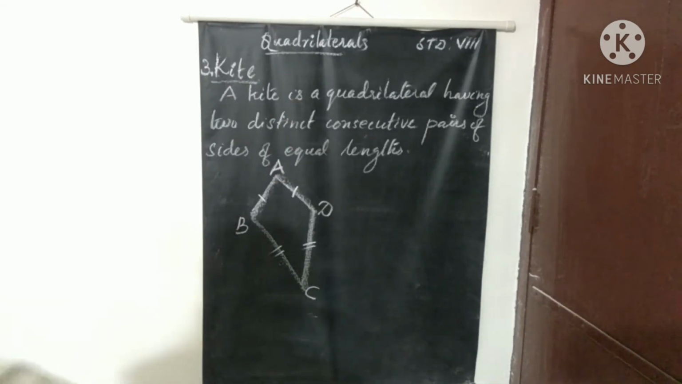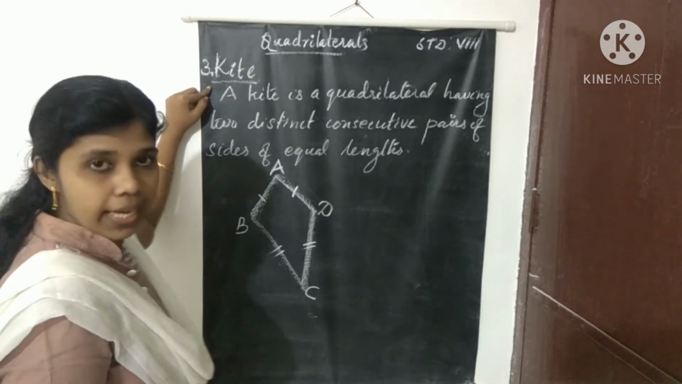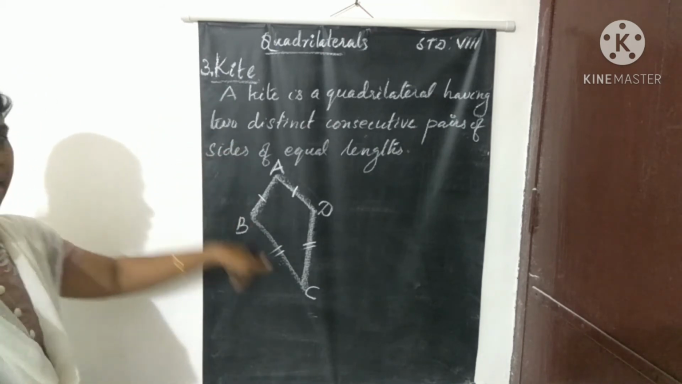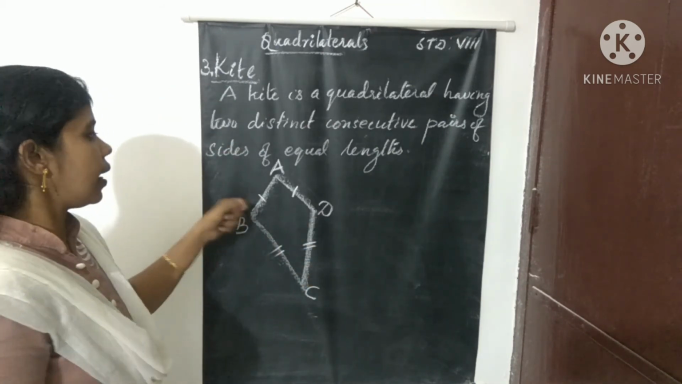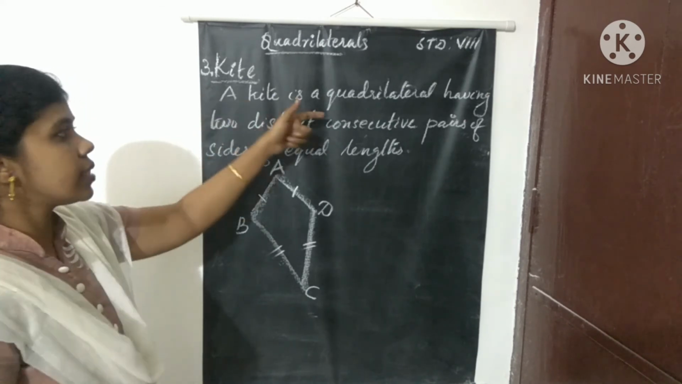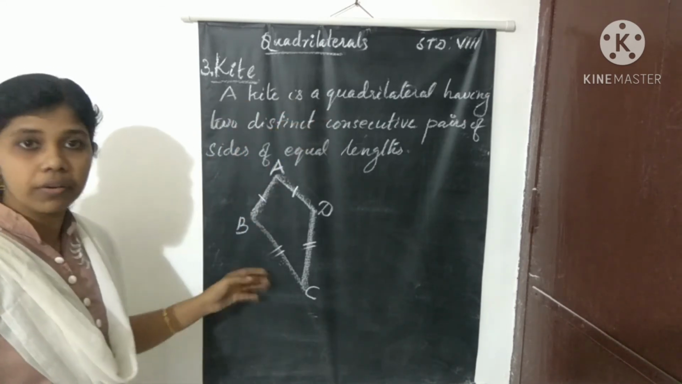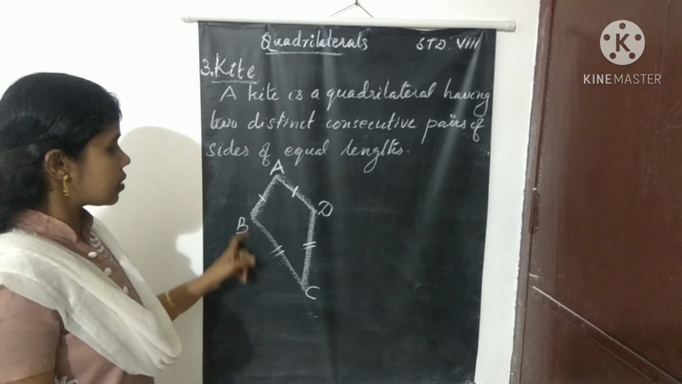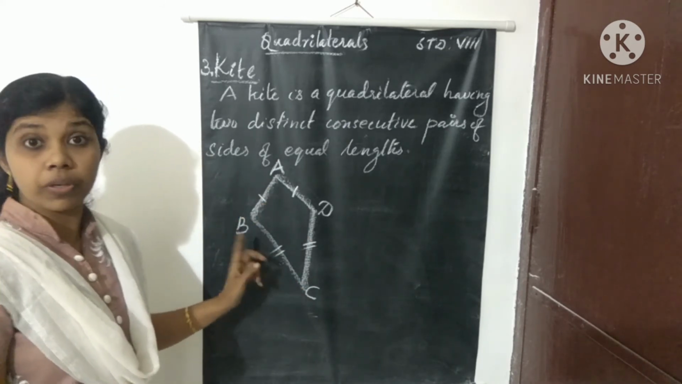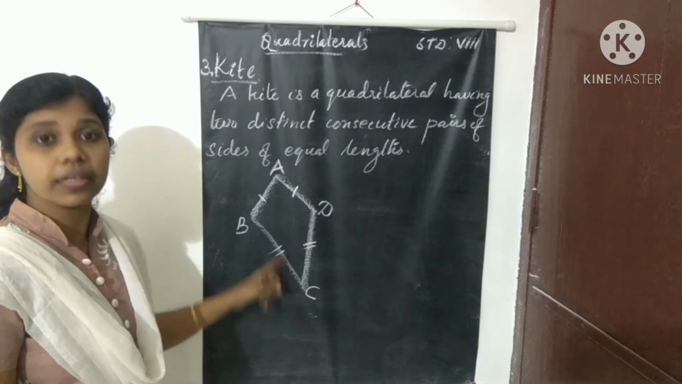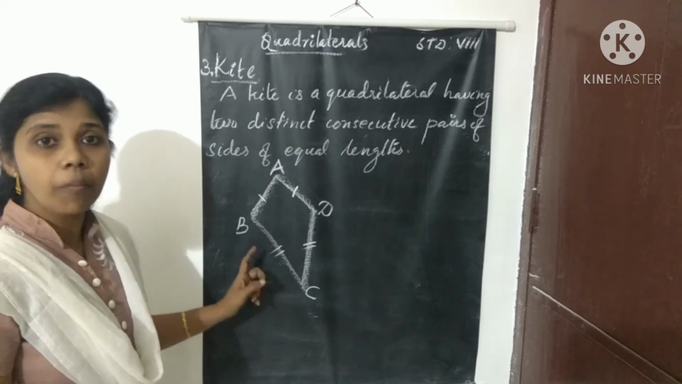Yes, the next type of quadrilateral is the kite. All of you know a kite, the kite we fly. This is a kite. A kite is a quadrilateral. Why is it a quadrilateral? It is a simple closed four-sided figure. That means a four-sided polygon.